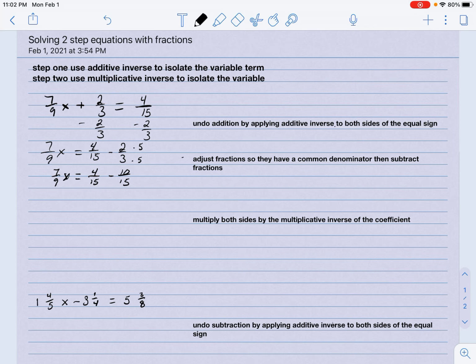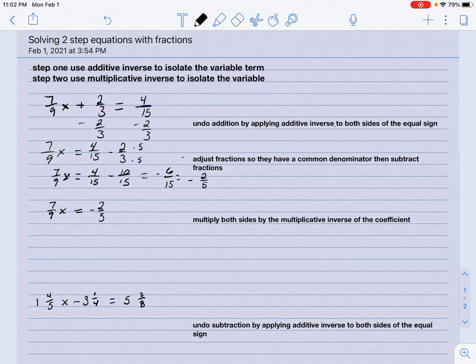Okay, we go ahead and add the fractions together. You get a negative 6/15, which can reduce by dividing by 3 to both, so negative 2/5. So now 7/9 x is equal to negative 2/5.